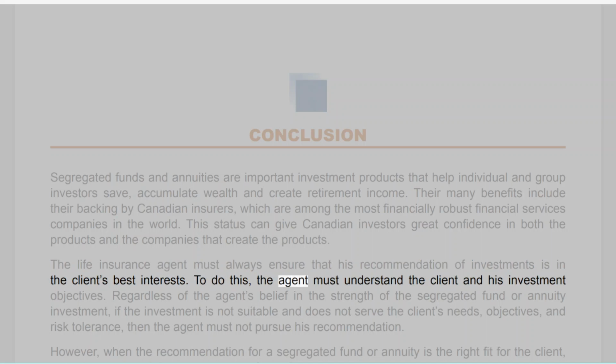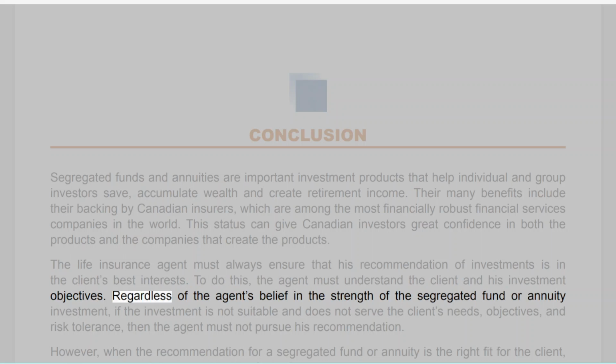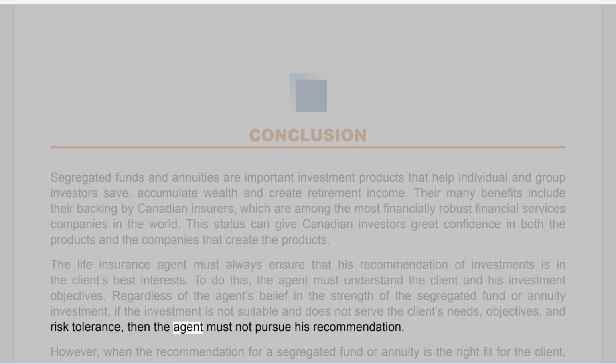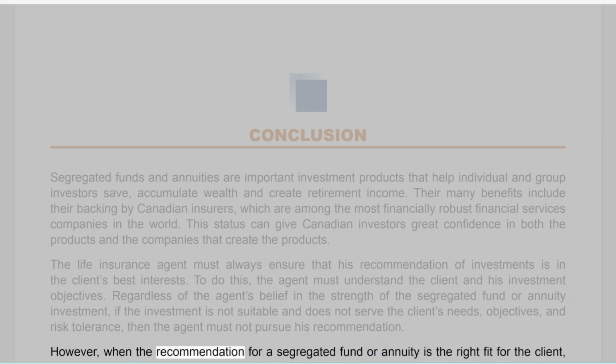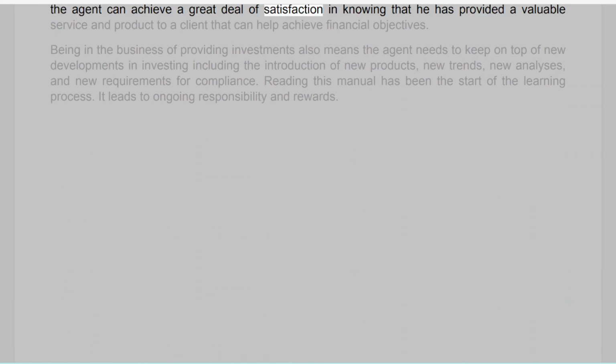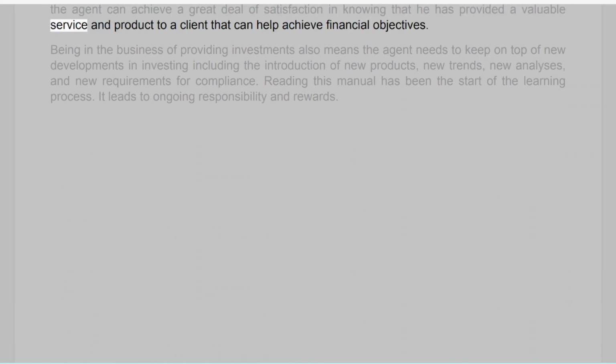To do this, the agent must understand the client and his investment objectives. Regardless of the agent's belief in the strength of the segregated fund or annuity investment, if the investment is not suitable and does not serve the client's needs, objectives, and risk tolerance, then the agent must not pursue his recommendation. However, when the recommendation for a segregated fund or annuity is the right fit for the client, the agent can achieve a great deal of satisfaction in knowing that he has provided a valuable service and product to a client that can help achieve financial objectives.